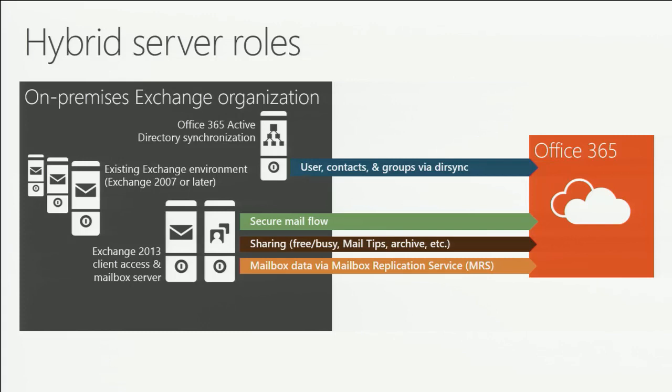But that provides that consistent address list between our online tenant and our on-prem organization. From the hybrid perspective, when we run through the hybrid configuration wizard, we will do the steps required to make sure that we have secure mail flow between that on-prem org and the Office 365 tenant. We will take the steps in setting up the organization relationship and the associated sharing policies to ensure that things such as FreeBusy, mail tips, the online archive, all of those capabilities will be enabled for us once that hybrid relationship is established. Finally, once these components are in place, you have the ability to do online mailbox moves.